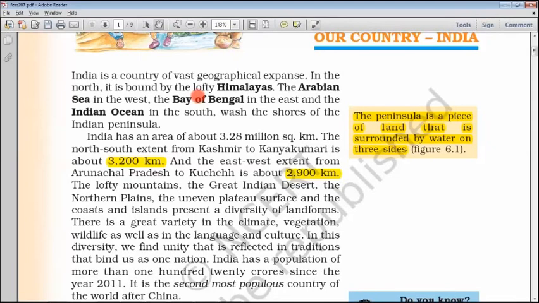boundaries for the country. On the north side, we have the lofty Himalayas. On the west, we have the Arabian Sea. In the east, there is the Bay of Bengal. And in the south, the Indian Ocean. And India is called a peninsula. So what is a peninsula? A peninsula is a piece of land that is surrounded by water on 3 sides, and on one side, it is connected to the major land. And India has an area of about 3.28 million square kilometers.